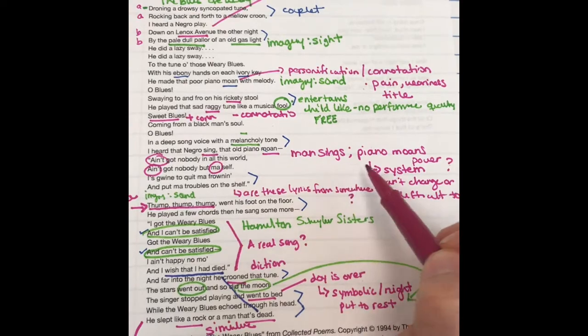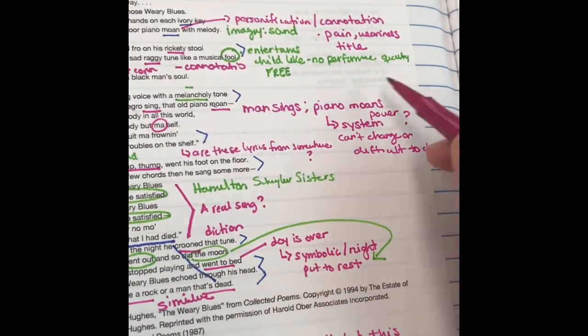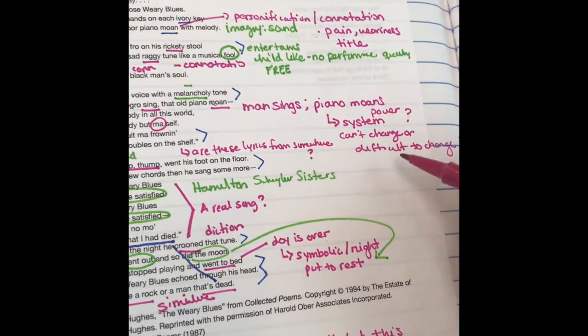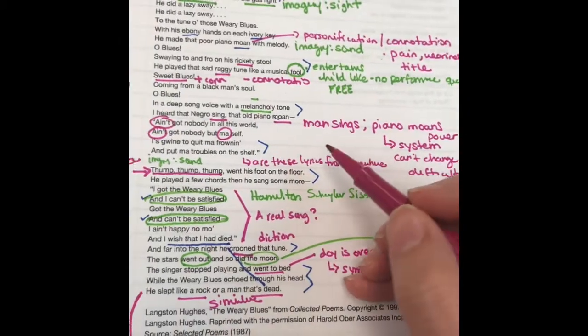Man is singing, the piano moans. I had this idea here of like, is the piano like a system of power or something he's trying to like fight against? I don't know, he can't change it. We'll see. That's why I always put a question mark, because I wasn't sure.